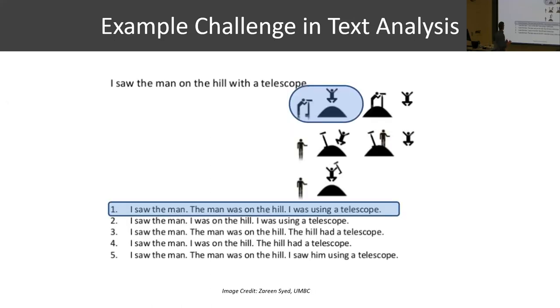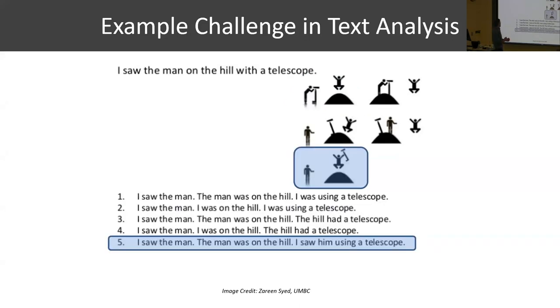So maybe it means this: I saw a man on the end of a hill, and I was using a telescope. You can see which one I did. That's pretty simple. Well, actually, maybe it means this: I saw a man, and he was using a telescope. The initial phrase could be either of those.